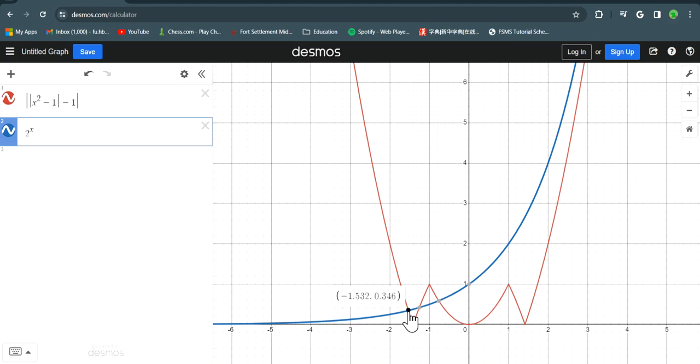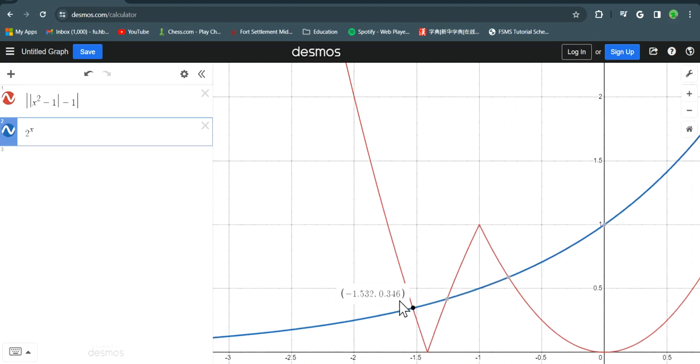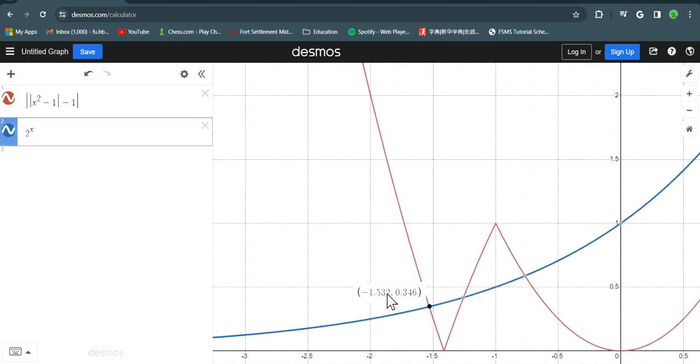Also, as you can see, at this one point over here, it's really hard to determine the solution. So that's why we had to resort to graphing.